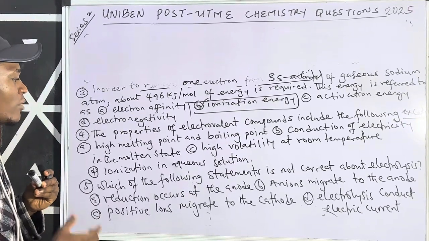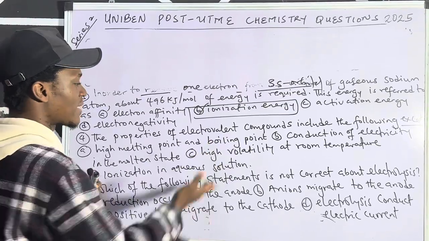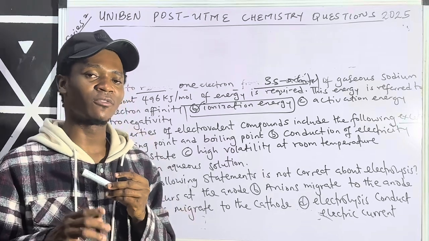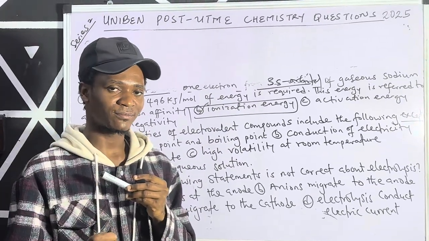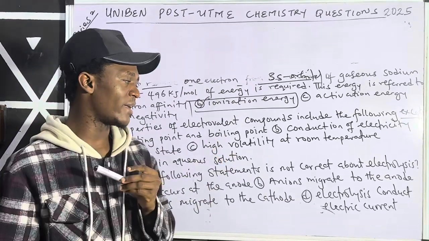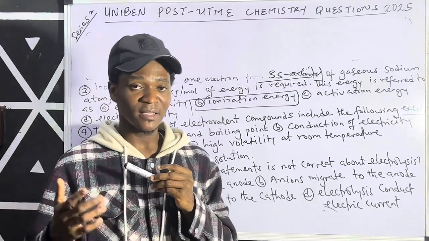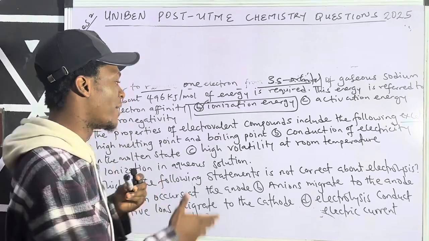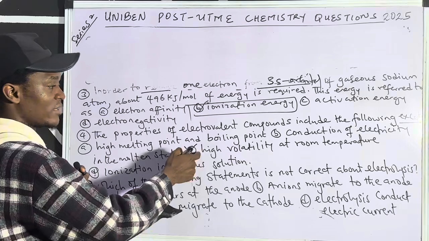Then what about option C? High volatility at room temperature. This is actually wrong, because one very important thing to know about electrovalent compounds is that they usually exist as solids. They are usually solid and hard at room temperature. So this one here is wrong. Why? Because high volatility at room temperature simply means that they have the ability to transform rapidly into gas, which is not true about electrovalent compounds. So this becomes the answer, because this is not a property.